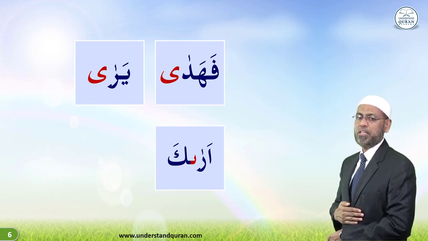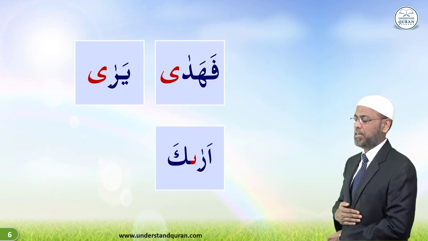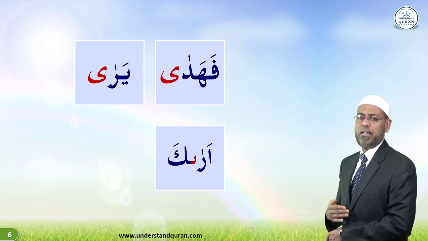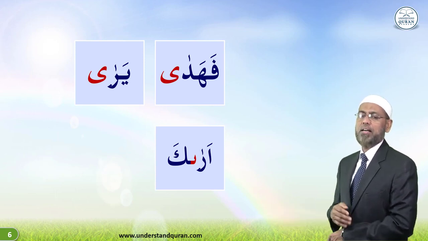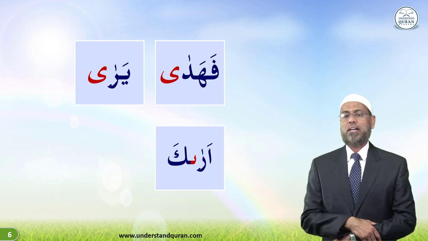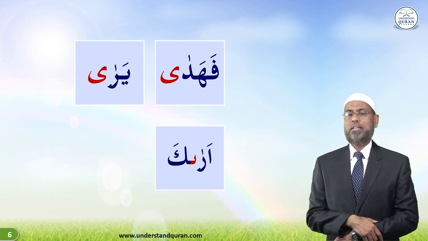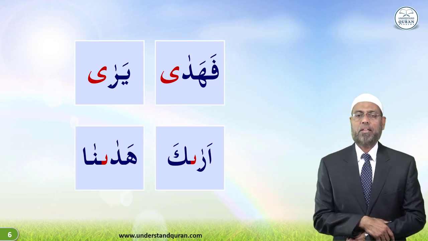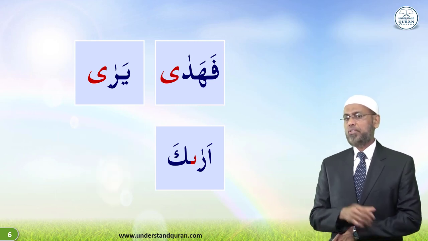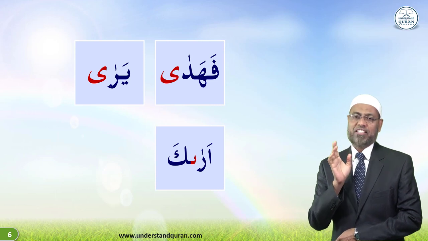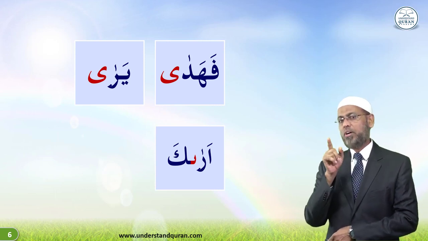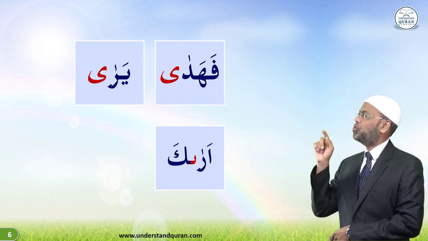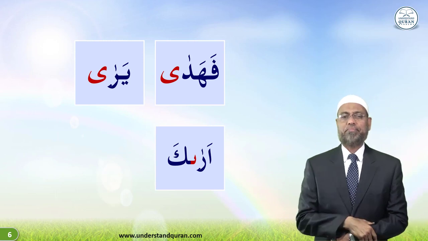So, repeat after me in parts, in syllables. A, ra, ka, araka, araka. Don't say o, a, araka. And here after ra, you have the short form of ya and you don't read that. Just like in hada, you have after da, you have ya, but you don't read it.